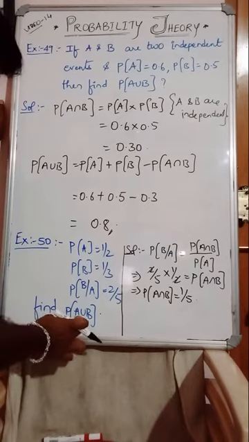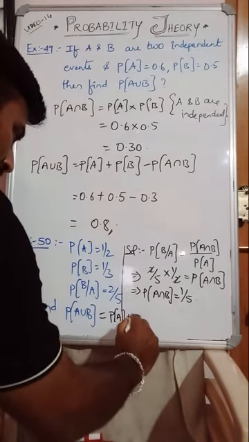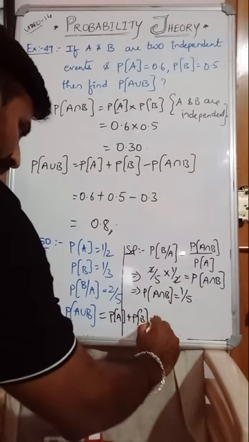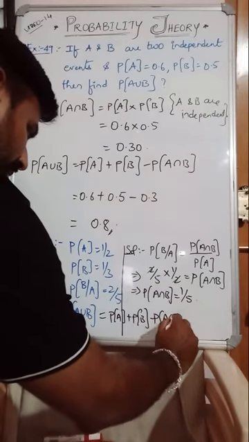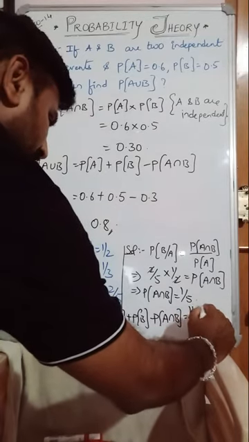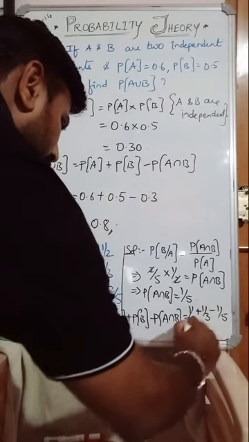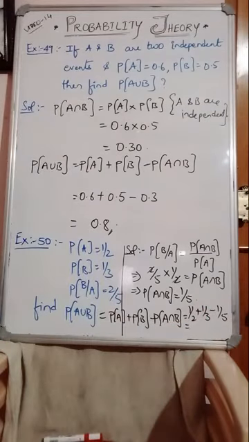Then P of A union B is asked. What is the formula? P of A plus P of B minus P of A intersection B, that equals 1 by 2 plus 1 by 3 minus 1 by 5. So what would be the final answer? 1 by 2 plus 1 by 3 minus 1 by 5. So LCM, how much will it become? 2 3s are 6, 6 5s are 30.